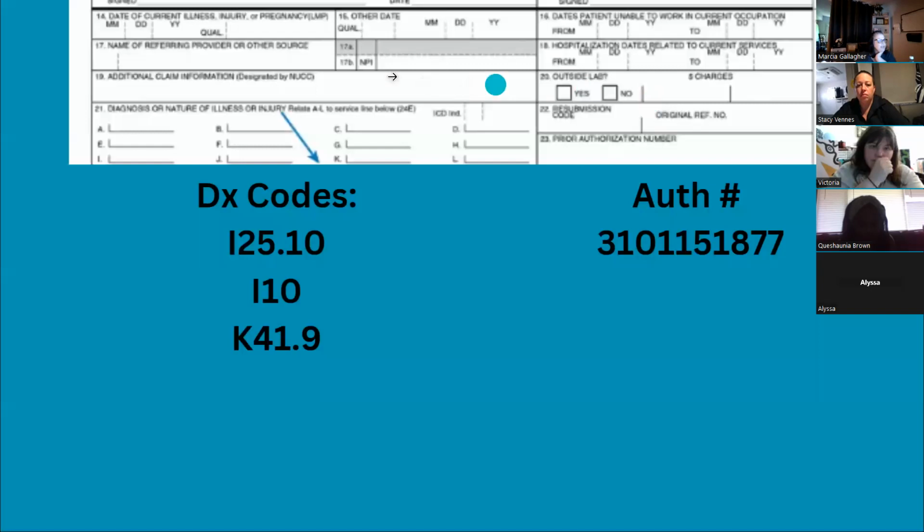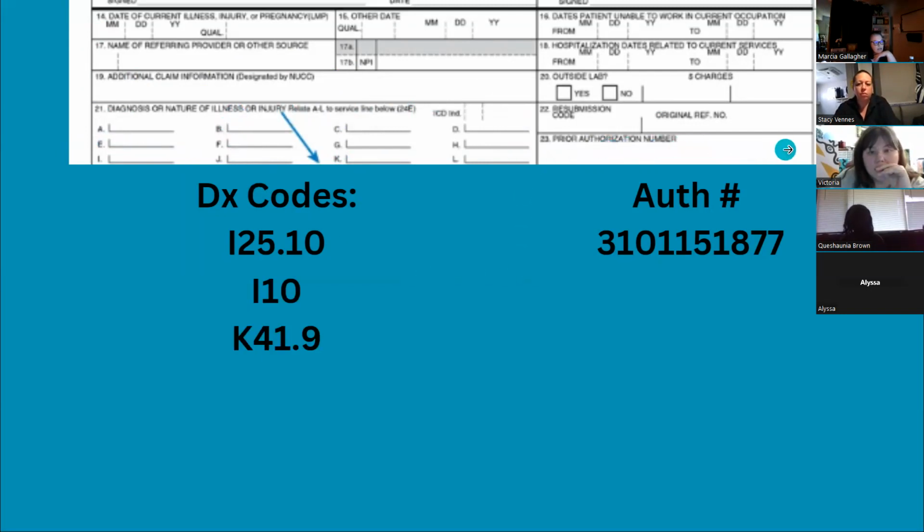All right, so we're looking at the middle portion of our 1500 form. And again, I know that it's blurry, but you do have a picture of this in your book. If you look at line 14, box 21, this is where you're going to find your diagnosis codes. This is where you would put like I25.10, I10, K41.9. So this is where your ICD-10 codes are going to go.